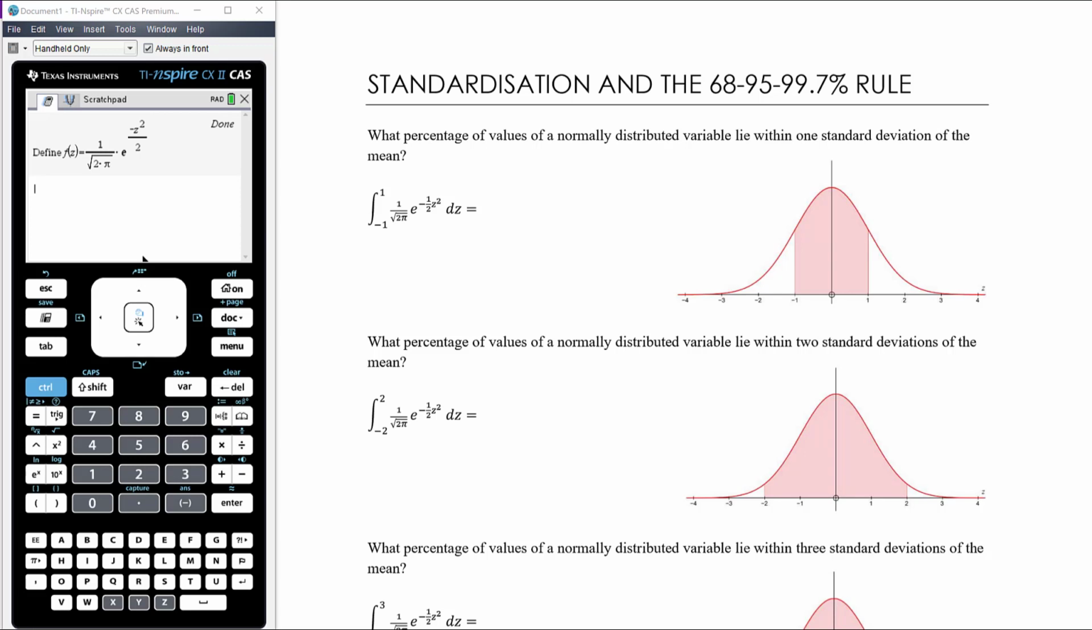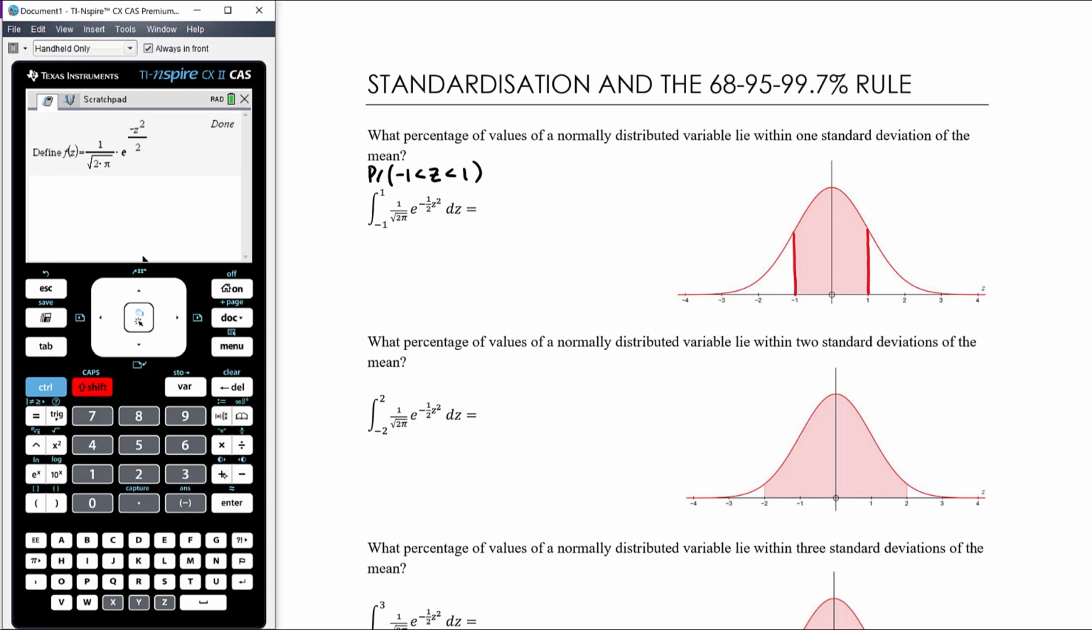So if the question is, what percentage of values of a normally distributed variable lie within one standard deviation of the mean? Okay, so if we've got our standard normal distribution here with its mean at 0 and one standard deviation, within one standard deviation of the mean means between +1 and -1. So what we're calculating here is the probability that z is between -1 and 1. Okay, and we're going to do that using an integral. So we want to find how much area is underneath the curve between -1 and 1.